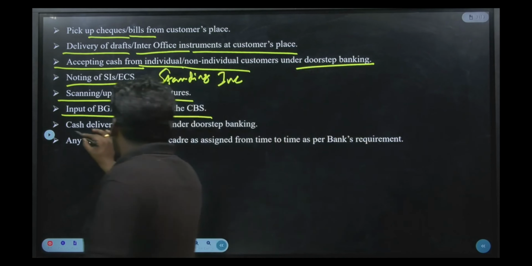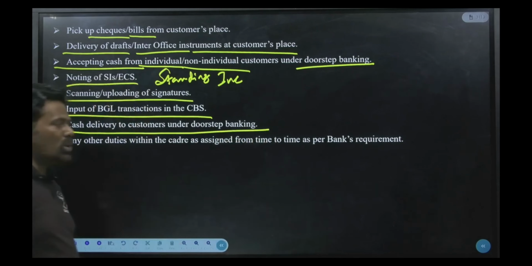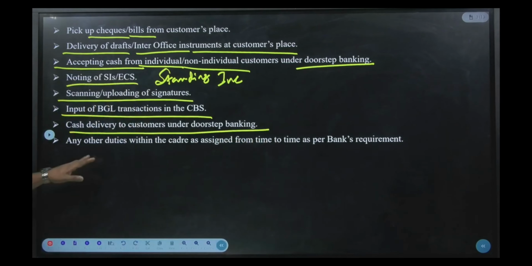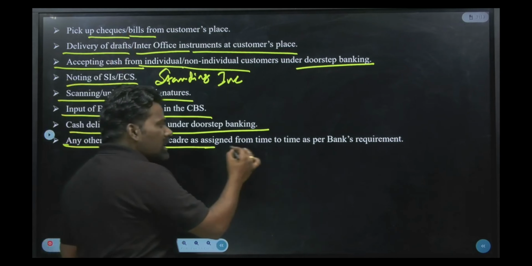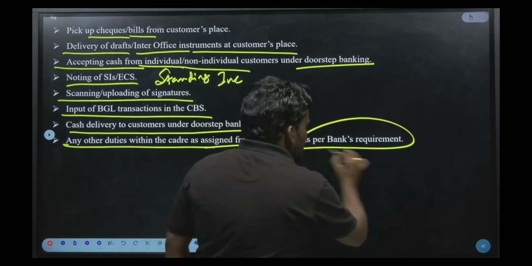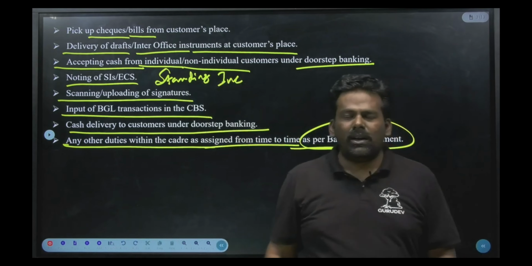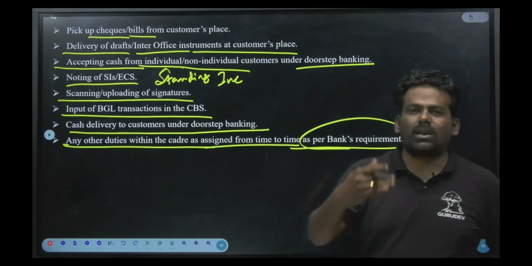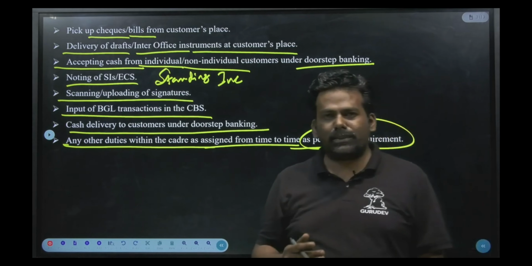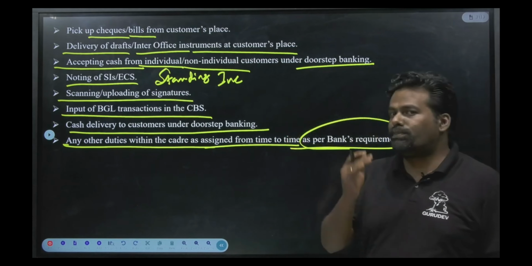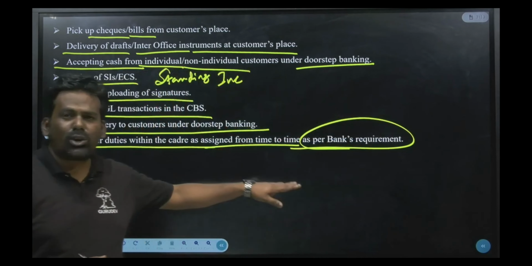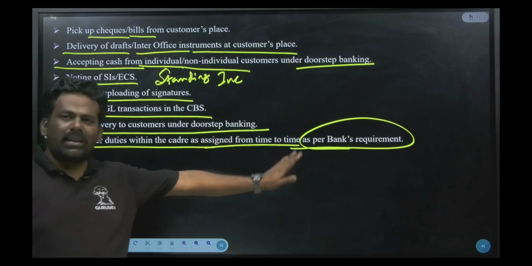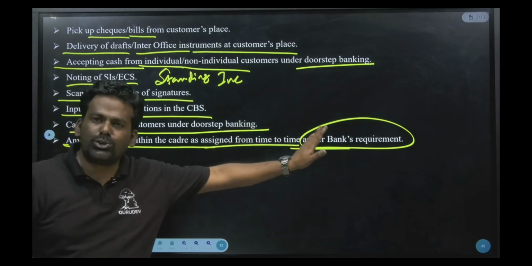Then cash delivery to customers under doorstep banking. Now the last one, which is very important: any other duties apart from these within the cadre, assigned from time to time as per the bank's requirement. So if any other extra role is given by the branch manager, then the junior associate has to perform those duties also. This is an attempt from our side to make you understand the duties of a junior associate.